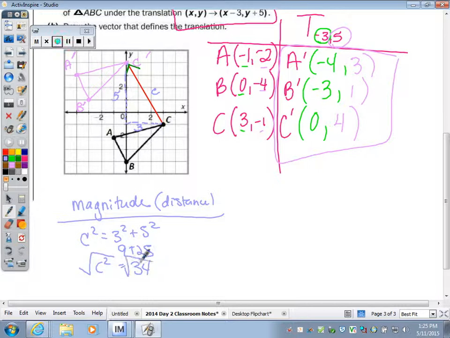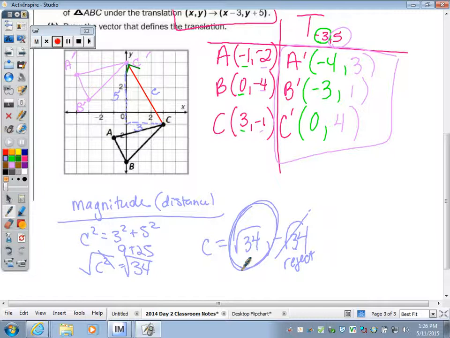Taking the square root to undo the square, we end up with C equal to radical 34, negative radical 34. Always reject the negative. Good. Always reject the negative when you're talking about distance. So the magnitude, or length of that vector, is the square root of 34 units. Okay?